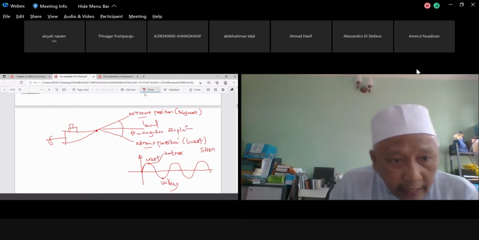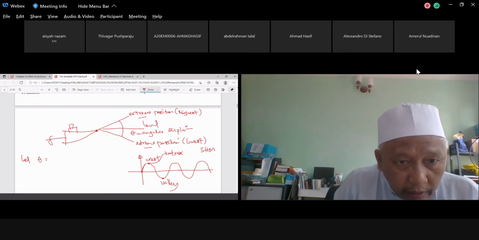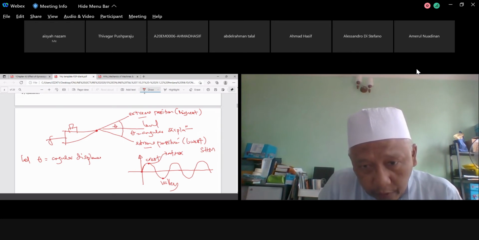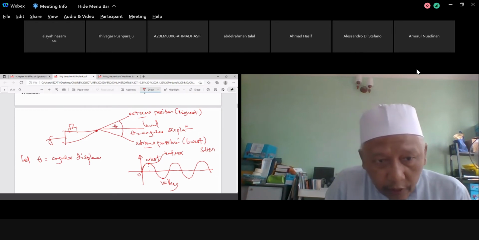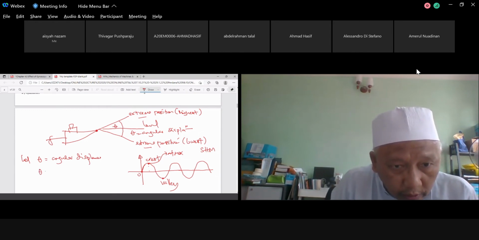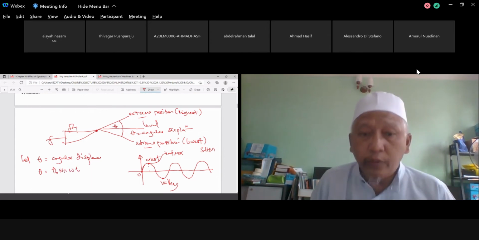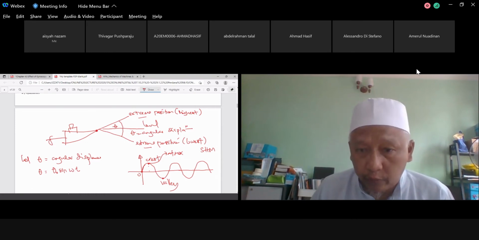So let theta equal angular displacement. Theta climbing from 0 degrees up to here, so it will be at maximum. So theta now is equal to theta naught sine omega t, because we start with sine. Can we start with cos? Yes, it depends. You can start with cos, you can also start with sine, it doesn't matter.